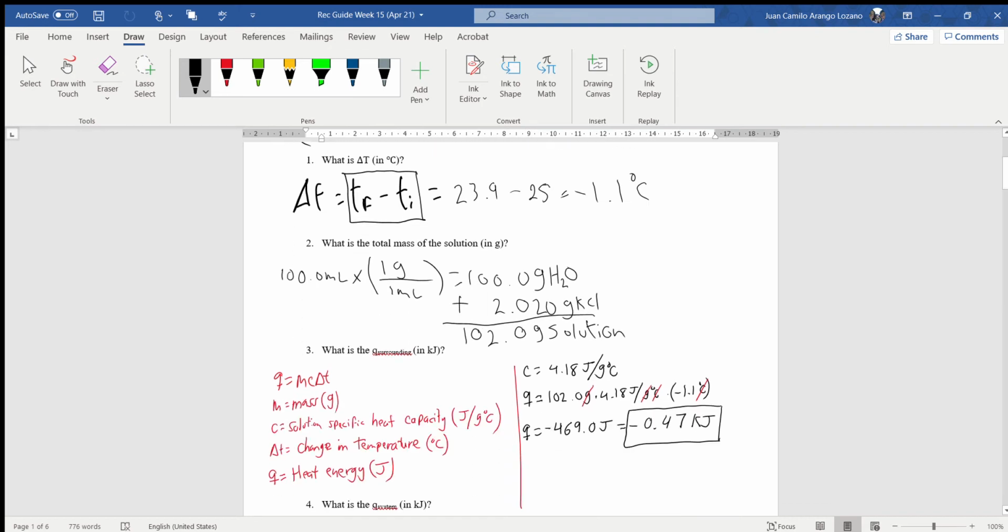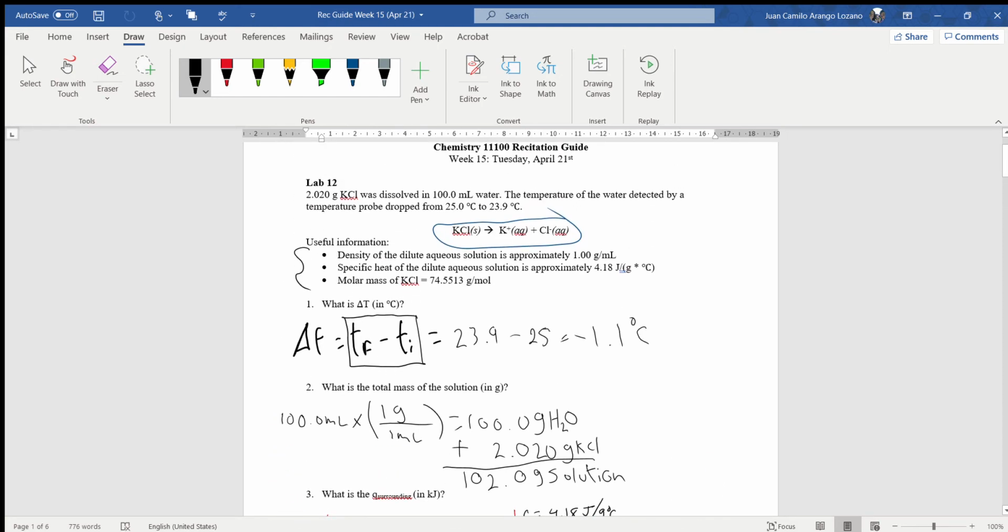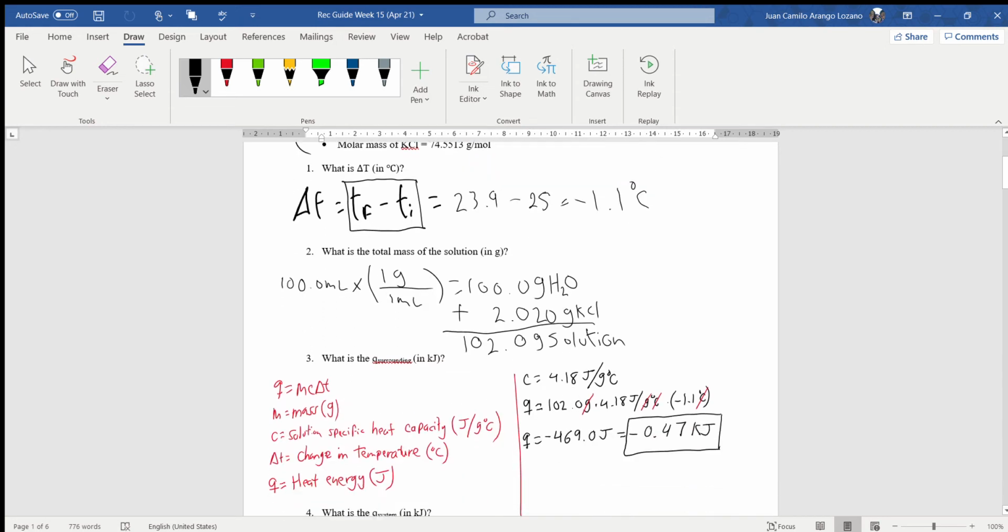Second, what is the total mass for the solution in grams? In this case, you need to consider that they are telling you that the density of that solution is going to be around 1.00 grams per mL. And therefore, after that, you can make the calculation. If you have any questions, just pause the video and take a look at it.